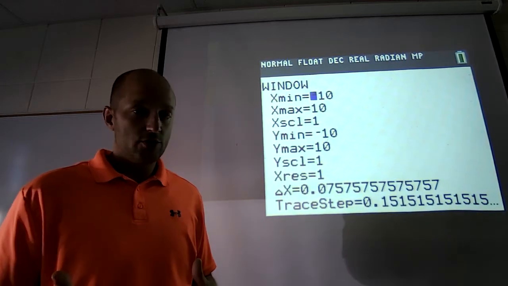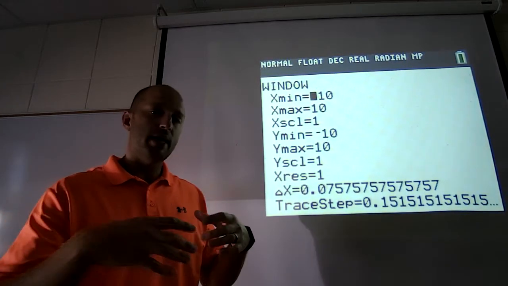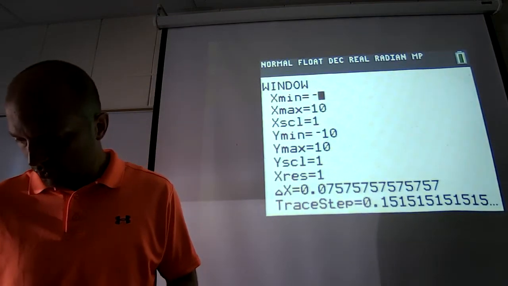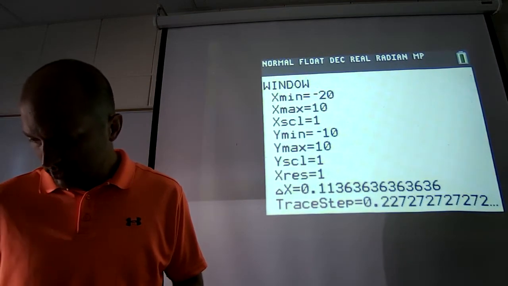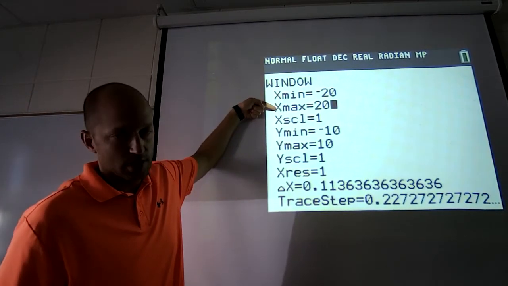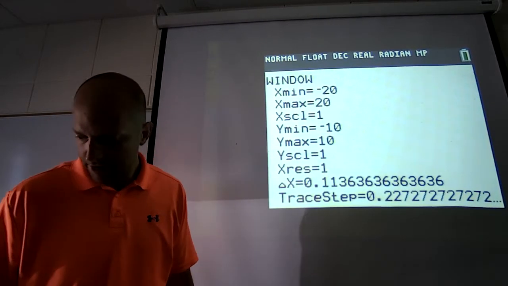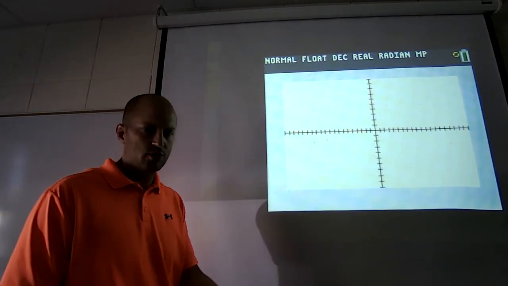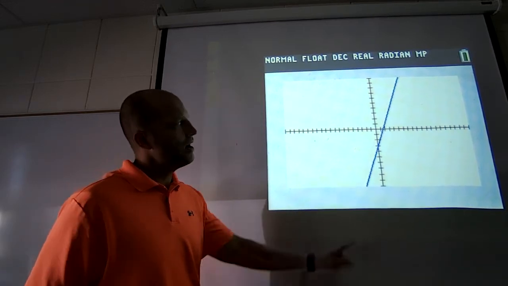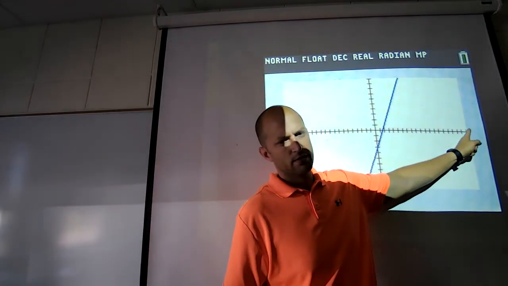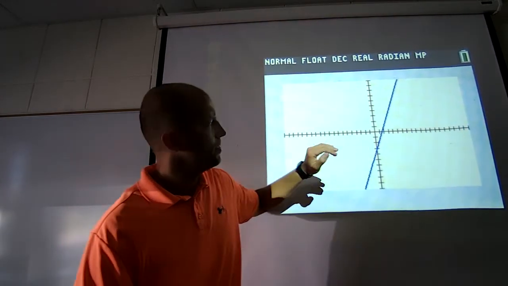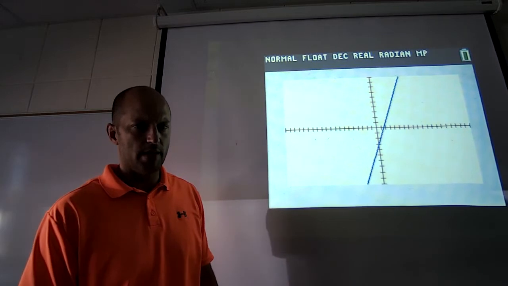I can change my window, and that will make the window bigger. Okay? I'm going to change my X min to negative 20 and my X max to 20. So I have X min negative 20 and X max 20. And then I'm going to graph. Don't go back to zoom 6 because it's going to reset it. And now I have 20 tick marks here to the left and to the right. So this goes all the way to positive 20 for the max and negative 20 for the X min.